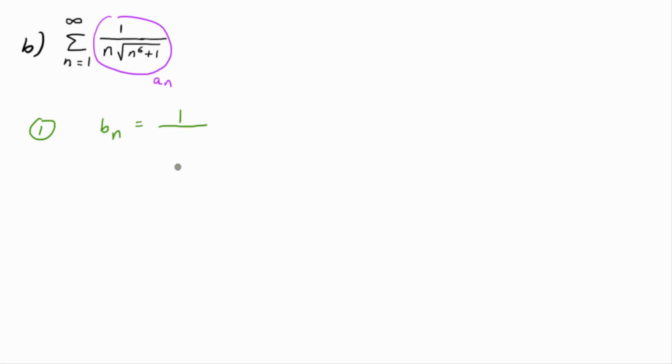In other words, you can think of the highest power of n in the denominator as n times square root of n to the 6th. What's the square root of n to the 6th? n to the 3rd. And then what would you get when you take n times n to the 3rd? So n to the 4th. Okay, now we're still in step 1.